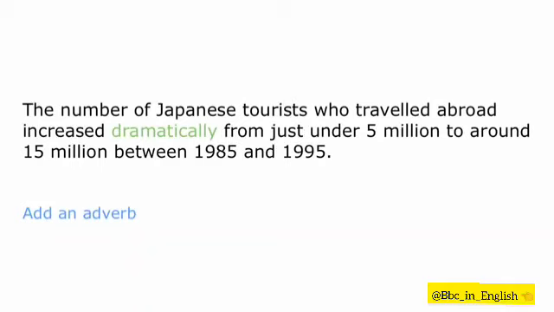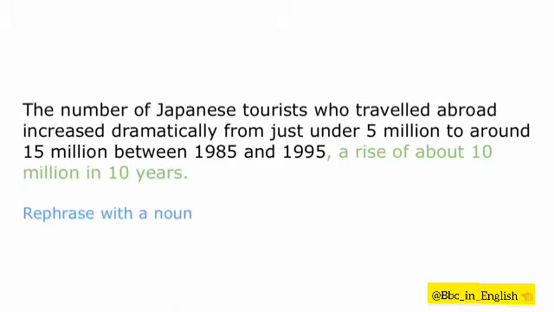And the next thing we could do is to rephrase with a noun on the end of the sentence. So let me show you what this means. A rise of about 10 million in 10 years. So there we have 33 words, a good long sentence describing the basic fact that we started with. The number of Japanese tourists who travelled abroad increased dramatically from just under 5 million to around 15 million between 1985 and 1995, a rise of about 10 million in 10 years.